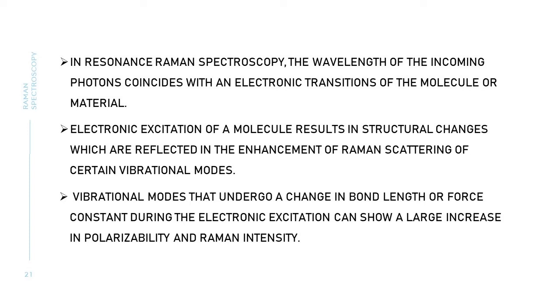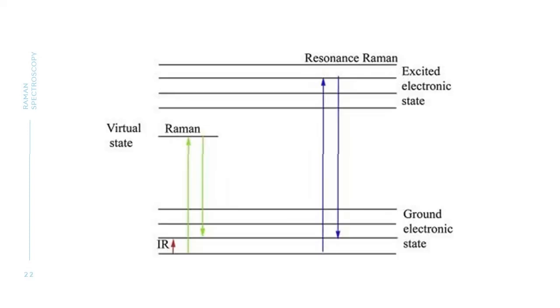And this vibrational mode undergoes a change in bond length or force constant during the electronic excitation, and this can show a large increase in the polarizability, which measures how easily an electron cloud is distorted with the help of an electric field. Here we can see the green one is the normal Raman spectroscopy, and by using resonance Raman spectroscopy, the virtual state is greatly enhanced, which means the Raman line intensity is greatly enhanced by 10 to the power 2 to 10 to the power 6.